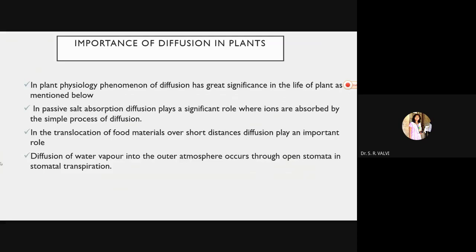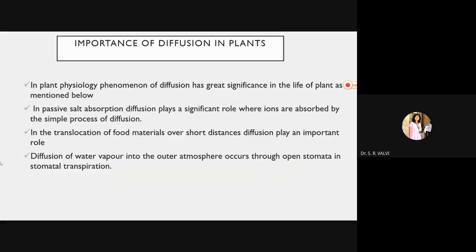Then diffusion of water vapor into the outer atmosphere occurs through open stomata in stomatal transpiration. Now here let's also see. So water vapor, what we can say, transpiration process simply. Transpiration is what? The water is vaporized in the form of vapor, when the higher temperature is there. So from the surface of the leaves, the water molecules are getting vaporized with the help of the phenomenon of transpiration.